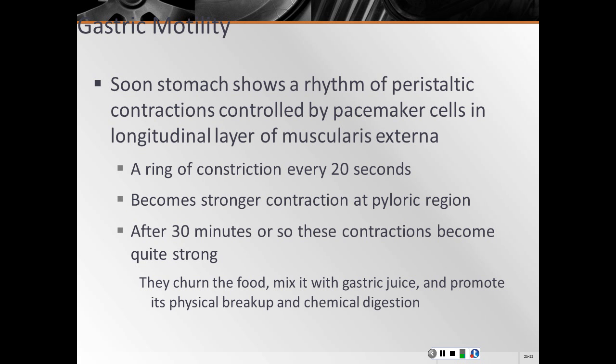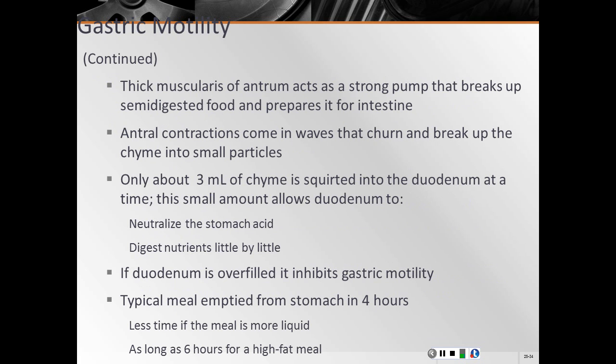Now the antrum, which remember is part of the pyloric region, holds about 20 milliliters of chyme. Now as the peristaltic waves start to pass down the antrum, they squirt out about 3 milliliters of chyme into the duodenum. So that's why we have that sphincter there, to control the amount of chyme being passed into the duodenum, which is part of the small intestine.